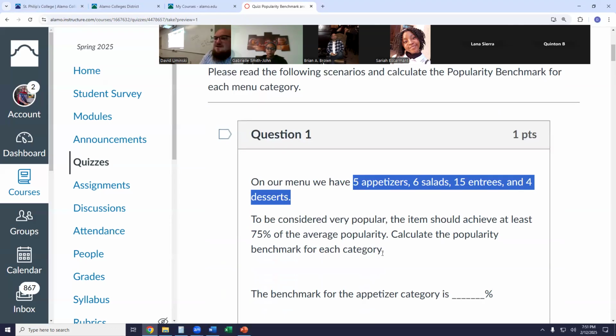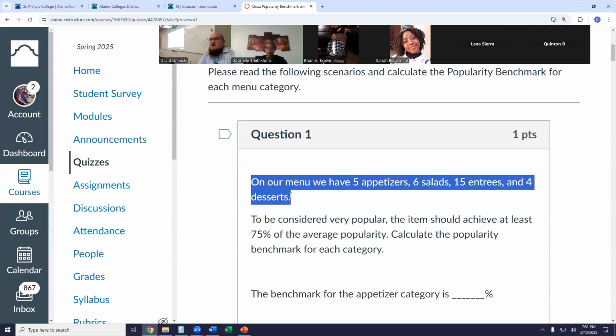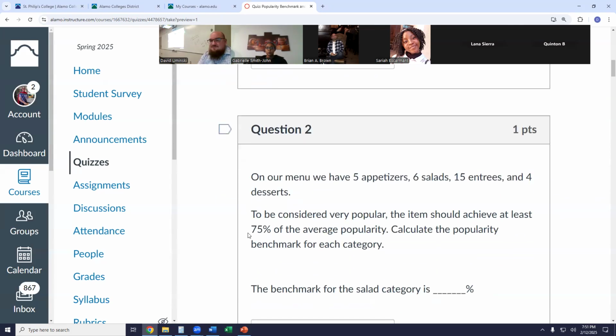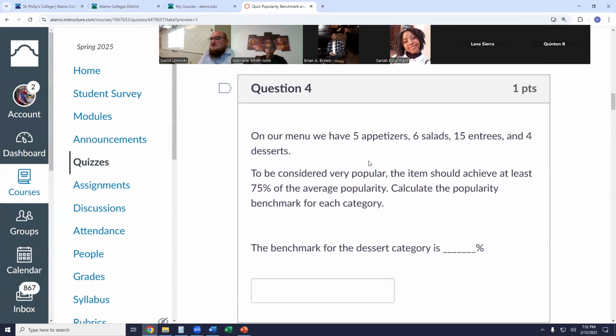Each one of these are going to be finding that popularity benchmark, but we're using different percentages. So you'll notice on questions 1 through 4 that these numbers stay the same and this percentage stays the same. That's because question 1 is asking about appetizers. Question 2 is asking about salads. Question 3 is entrees. And question 4 is desserts.